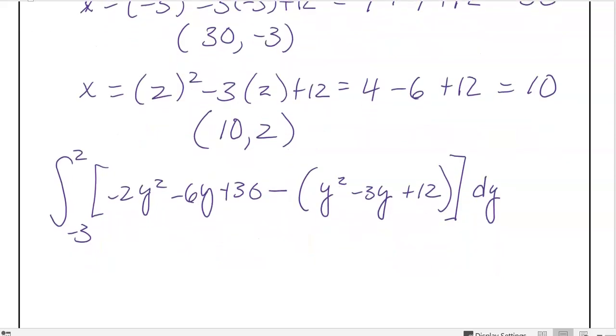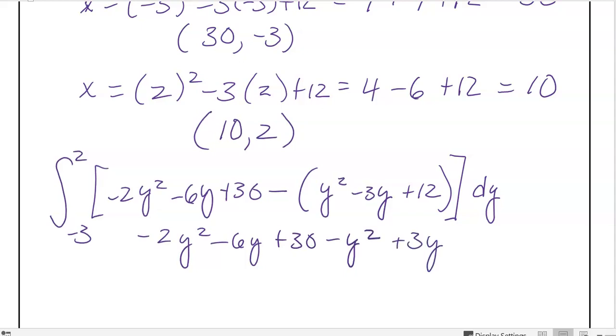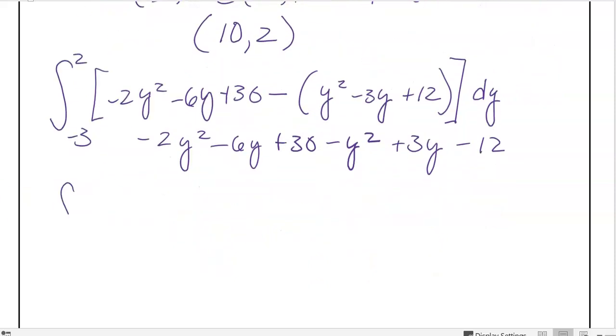We'll take a moment here and allow you to distribute it. If you do this, you can, of course, if you allow enough room, work directly underneath without having to write and rewrite and rewrite. This would give you a plus 3y and a minus 12. Notice that you do have like terms. Negative 2y squared minus y squared will give you a negative 3y squared.